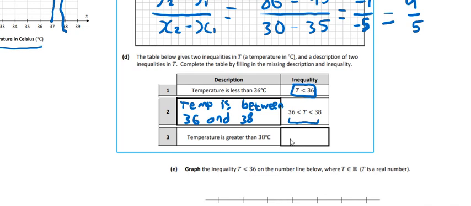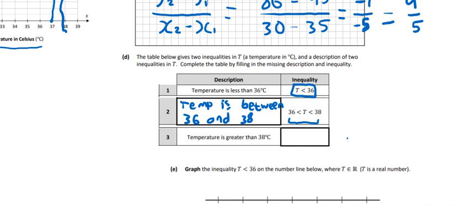And then you have to show what the inequality is for temperature is greater than 38. All we need to do is T stands for temperature, so T, and then we need a greater than sign, so that's the arrow facing towards the right. And then 38. T is greater than 38.